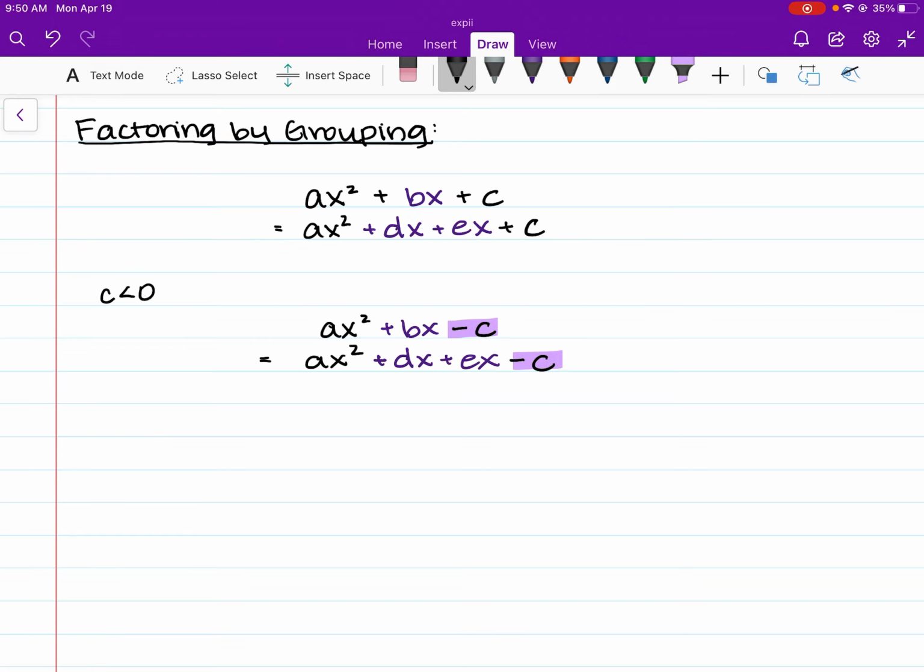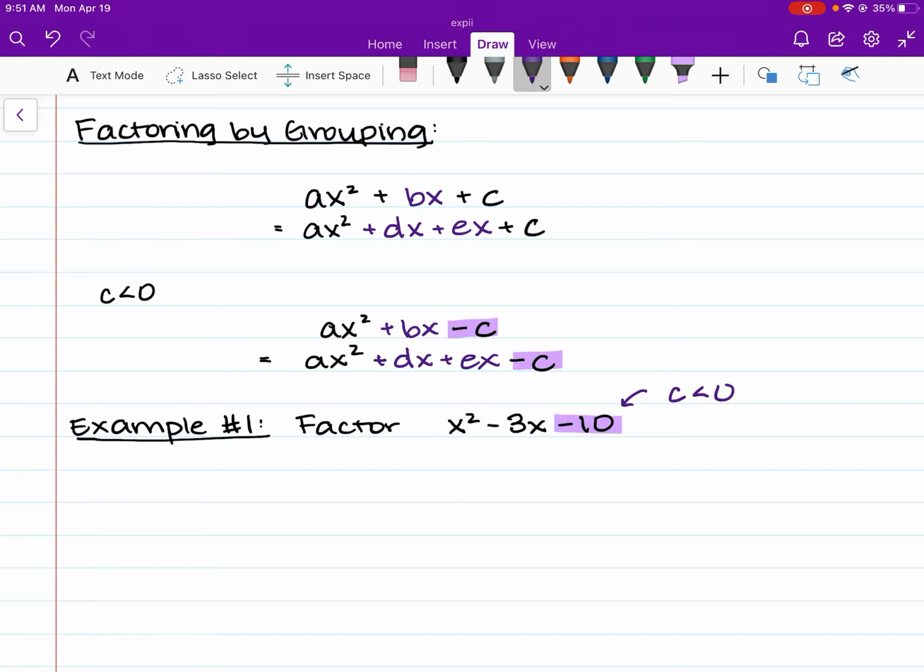So let's walk through an example problem together. Example number 1. I promise you it will make a little bit more sense. So we are going to factor the quadratic equation x squared minus 3x minus 10. So this is what we're seeing here, this negative c value where c is less than 0. And so our first step is to figure out, is this in standard form? It is. And our second step, is c less than 0? It is. So now we're going to factor by grouping.